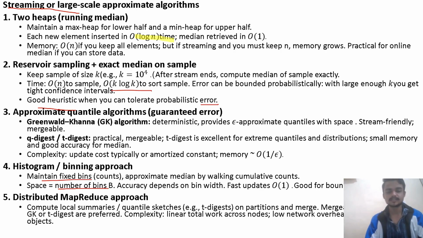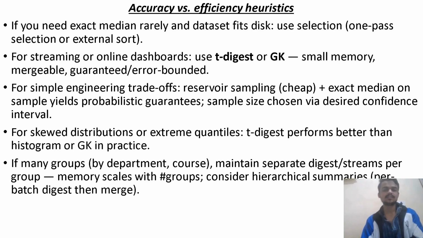MapReduce approach. Compute local summaries, quantile sketches on partitions, and merge. For merging, GK and T-digest are preferred. Complexity is linear in total work across nodes, with low network growth.